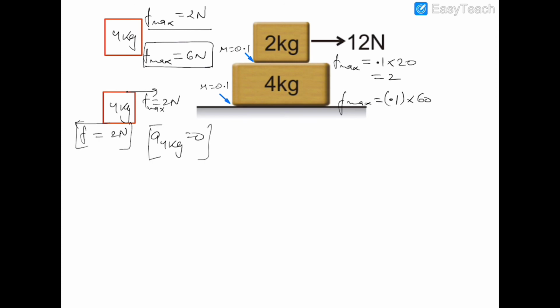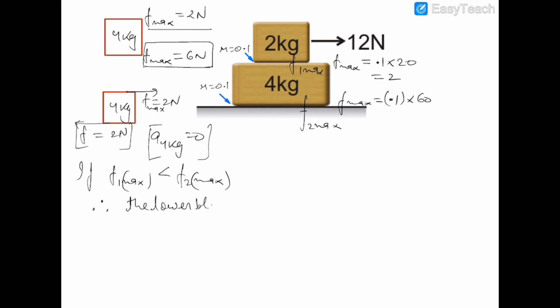So conclusively, in these kinds of questions, if F1 max is this one, and this is F2 max, and F1 max is less than F2 max, and the force is being applied on the upper block, then the lower block will not move at all.